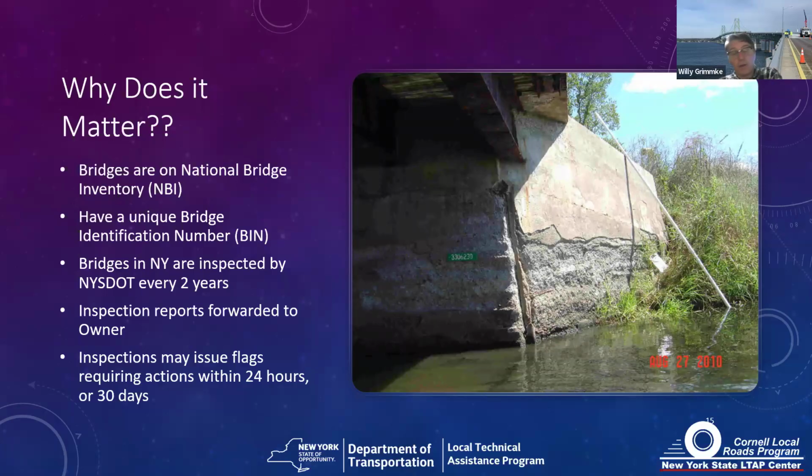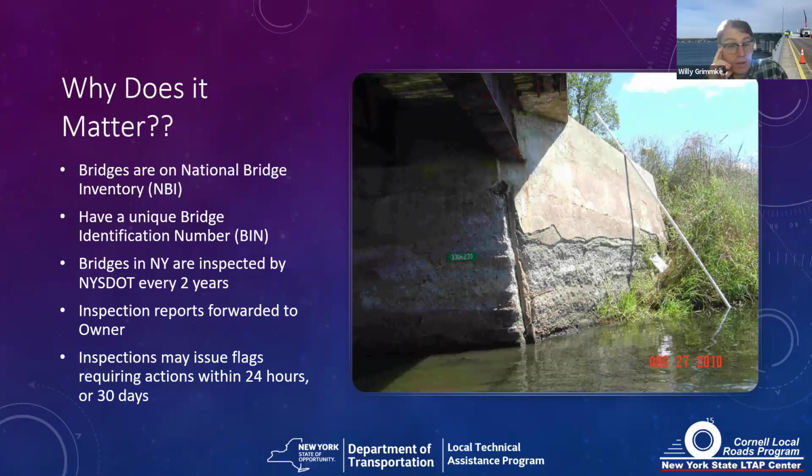Every bridge in the country with a bridge identification number is inspected biannually. Here in New York, the state inspects them, either with their forces or forces they contract with. In other states, it's sometimes left to the responsibility of the owner. Here in New York, inspection reports are forwarded to the owner on a regular basis.